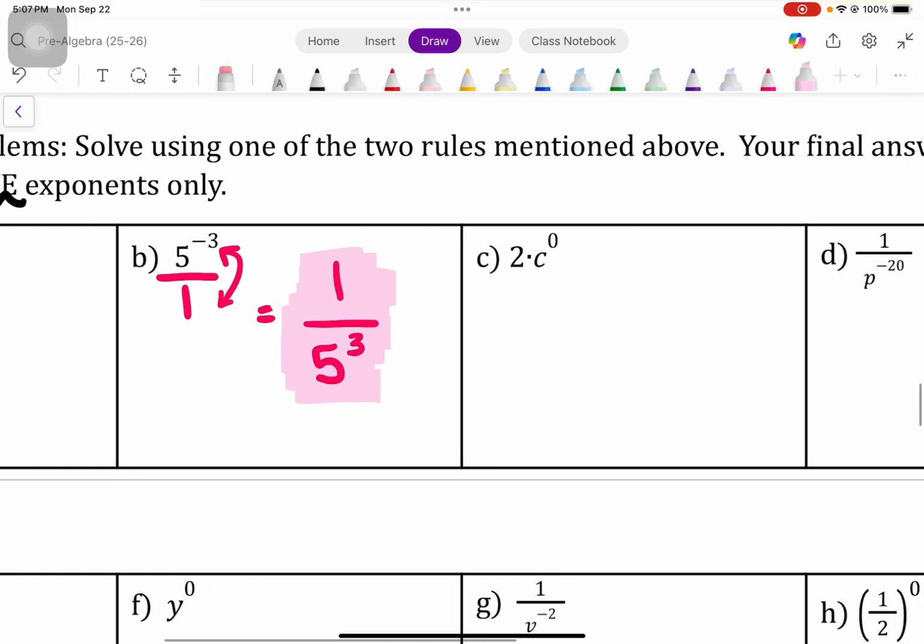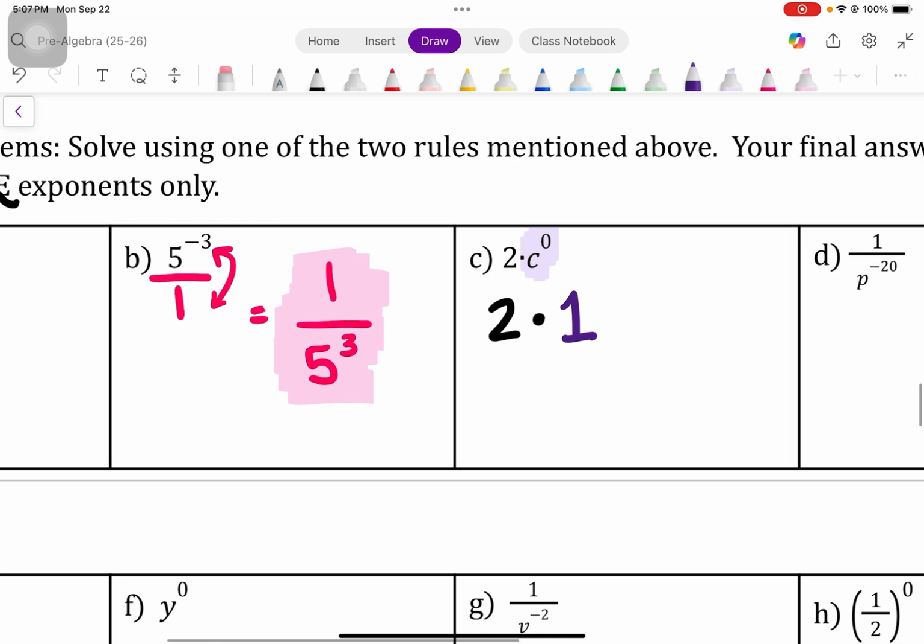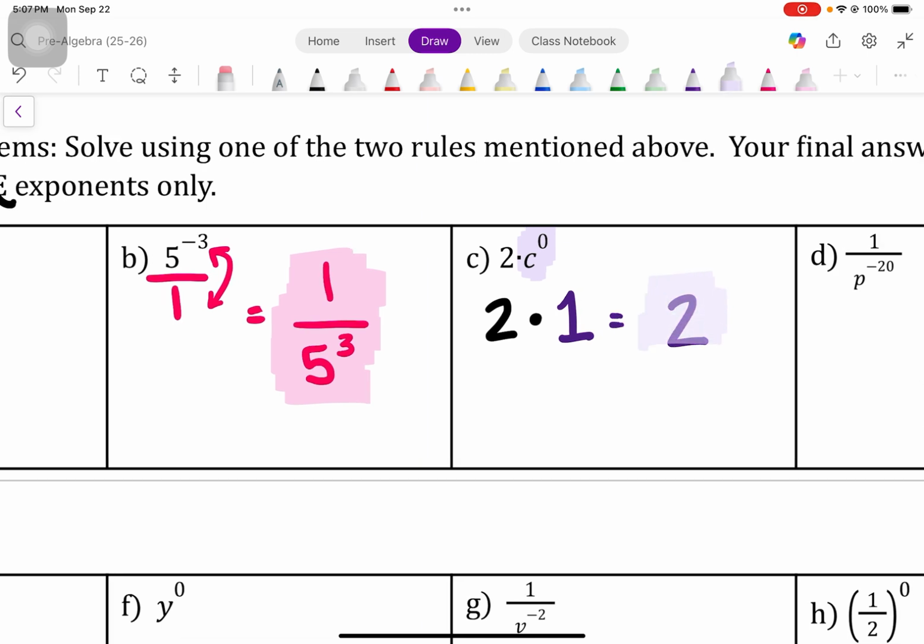Letter C, this one I know that we were overthinking a lot. Because we have that multiplication symbol inside, that 0 belongs to the C. So this is really saying 2 times 1, and 2 times 1 equals 2. And that's our final answer. So don't get thrown off. Separate those.